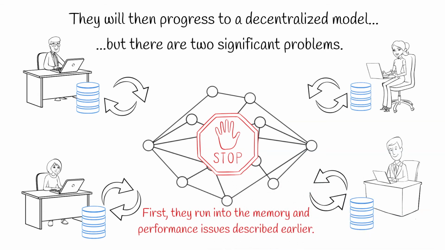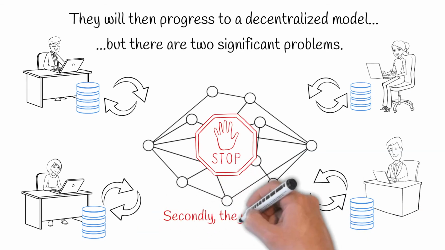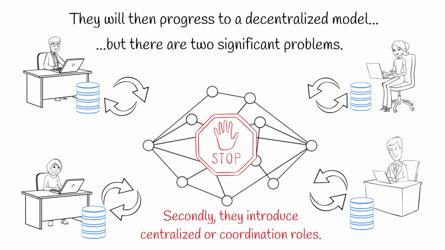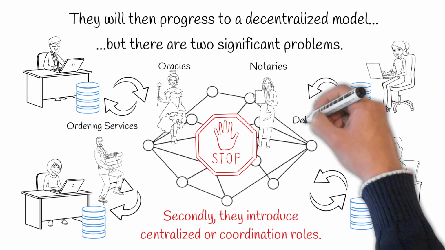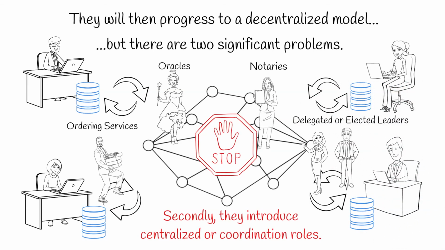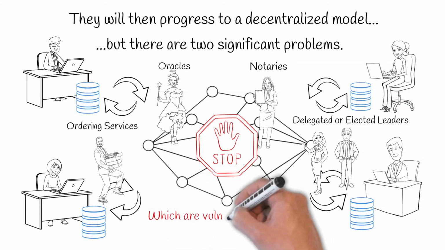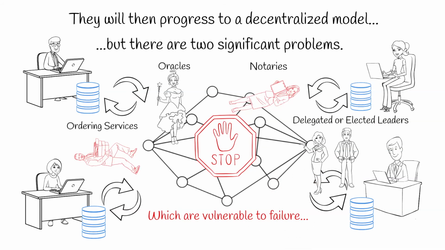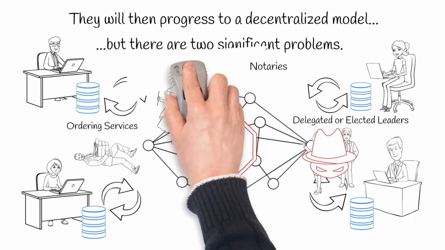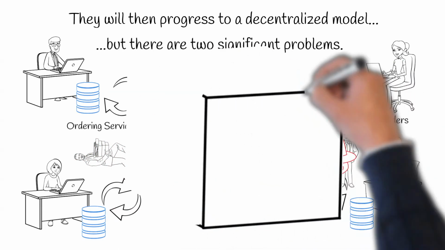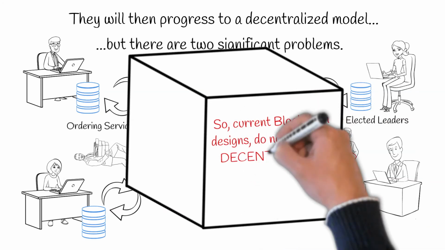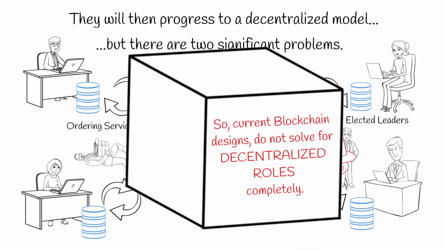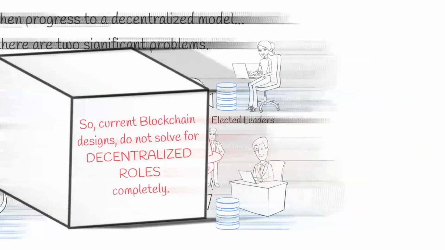First, they run into the memory and performance issues we described earlier. Secondly, they have to introduce centralized or coordination type roles, such as notaries, oracles, ordering services, or delegated or elected leaders. But these single point services are vulnerable to failure, or worse, attack. So with all this taken into consideration, current blockchain designs do not solve for decentralized roles, at least completely.